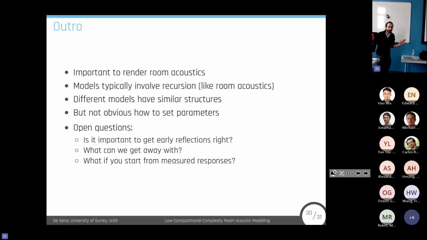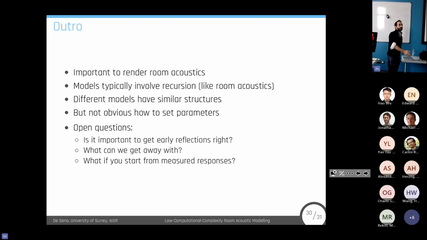Perceptually speaking, it's important to have accurate early reflections, and I'm shooting myself in the foot with all the work we've done in the past year, but we don't know yet. So we want to run some perceptual evaluations to see whether that actually matters. It may matter in terms of coloration, but in terms of plausibility, we don't know. What can we get away with not modeling in room acoustics? There's been a lot of work done in this, but it's still not a closed question.